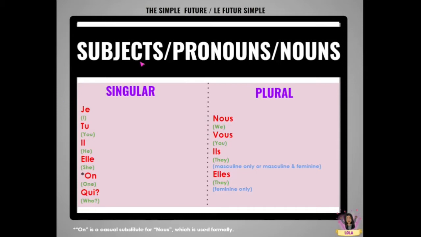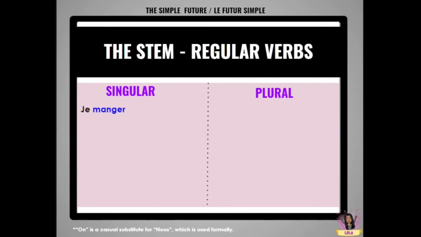So here it is. We have our subjects, pronouns, or nouns. Over here, we've just got our pronouns. So like je, tu, il, elle, on, qui, nous, vous, ils, and elles. Of course, you can use nouns and subjects as well. And this would be the second part, the stem of regular verbs.